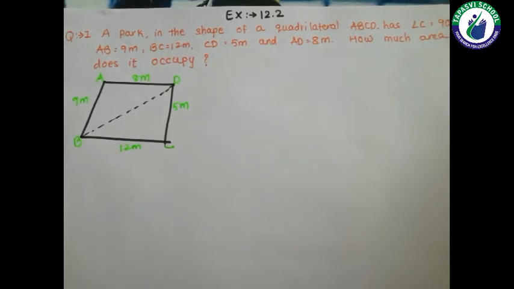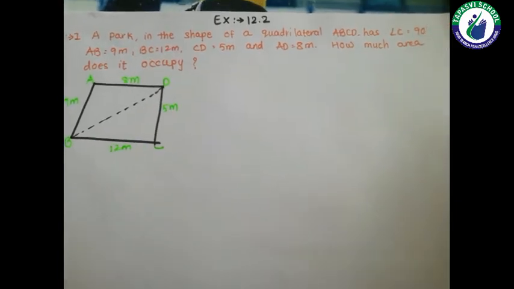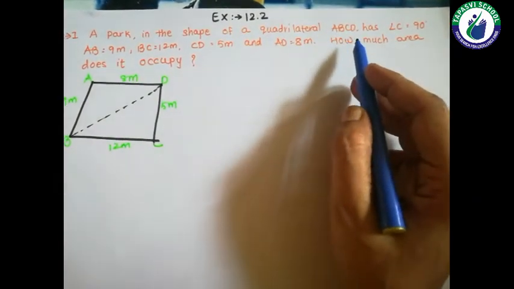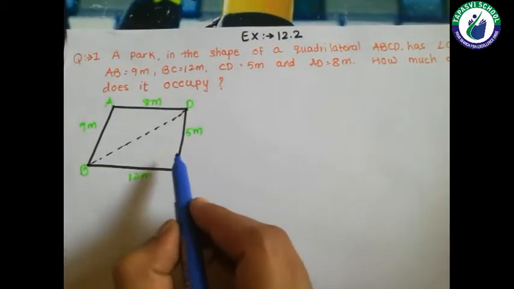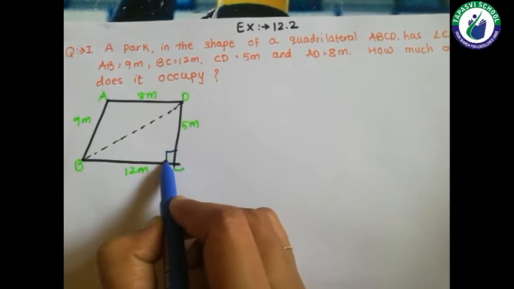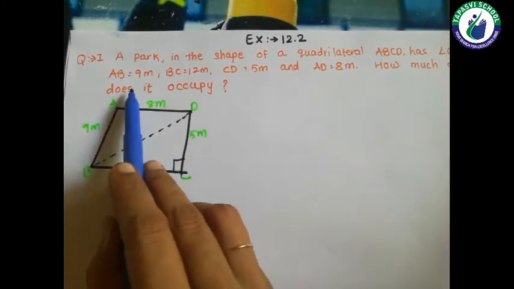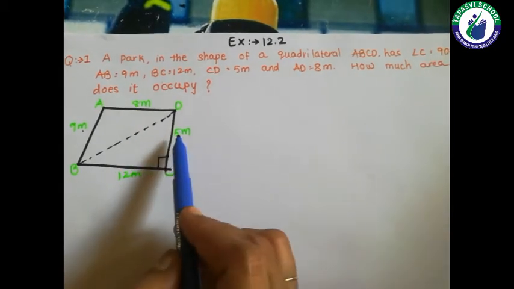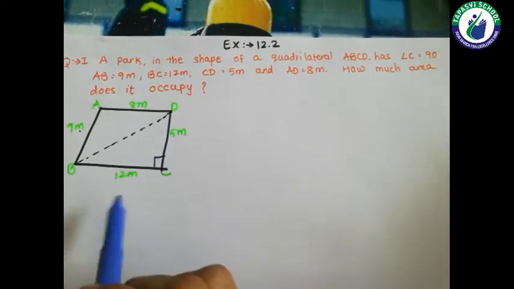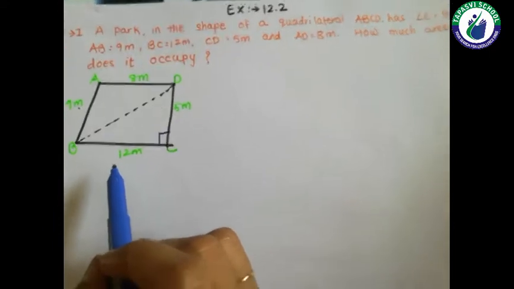Here in question number 1 it is given a park in the shape of a quadrilateral ABCD has angle C of 90 degrees. So this angle is of 90 degrees. AB is given 9, BC 12, CD 5 and AD 8 meters. How much area does it occupy?